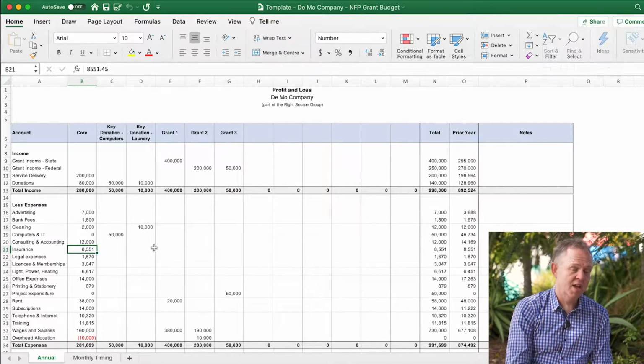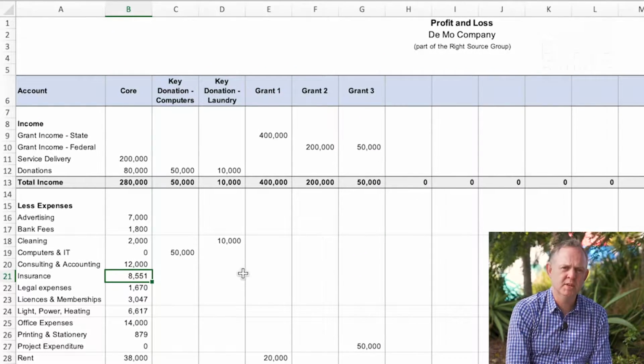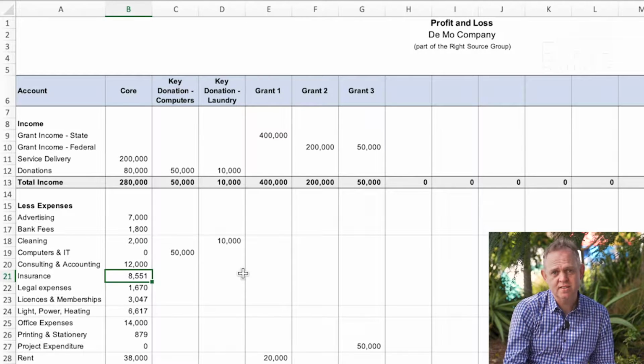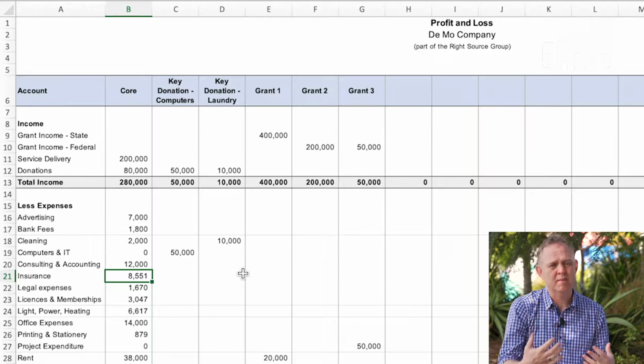Just the stuff that allows you to be a business and operate at its fundamental. The next two things actually aren't grants. I've put the next two areas in as key donations, because sometimes what you'll get is a donation from a key benefactor that wants their donation to be spent in a specific way, and you want to track and make sure that that is done.